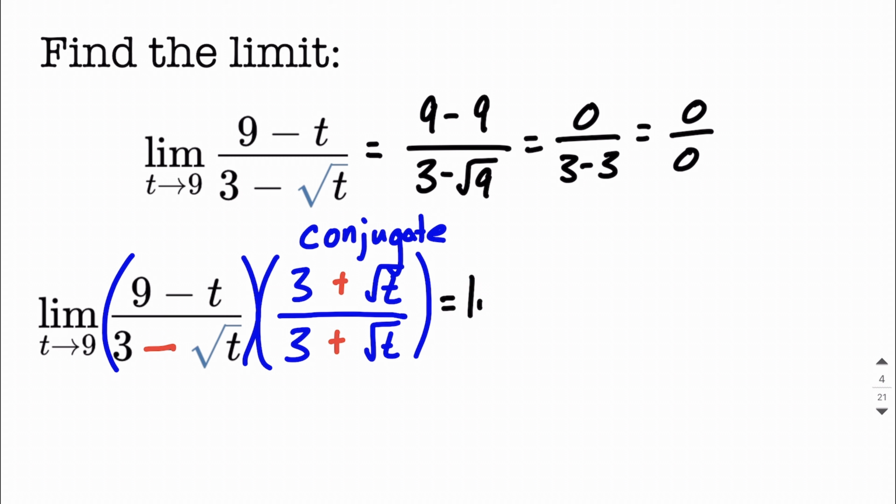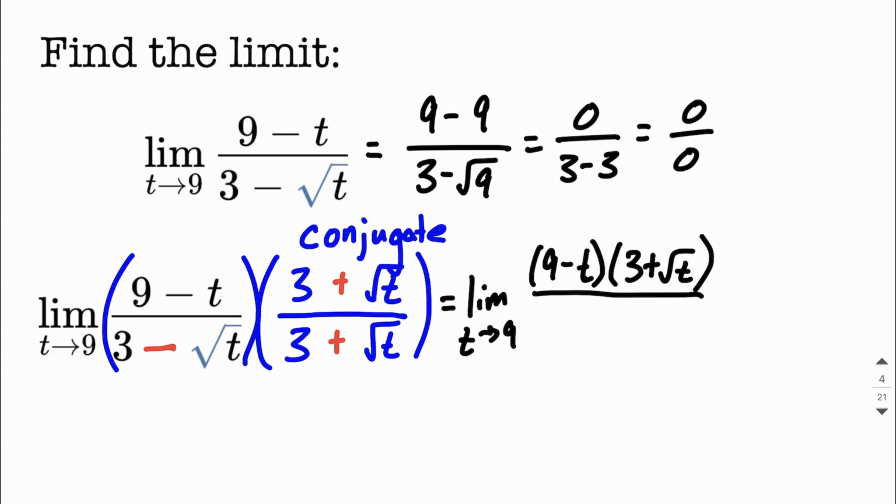Next, we're going to go ahead and multiply this out. We still have the limit as t approaches 9. For the numerator, I'm going to leave this as 9 minus t multiplied by 3 plus the square root of t. I'm not going to bother to multiply that out because my end goal is to eliminate that 9 minus t. So if it's left as a factor, it's going to be easier to do so.